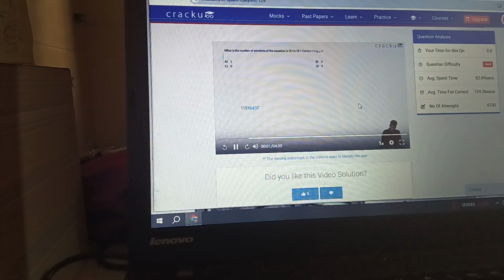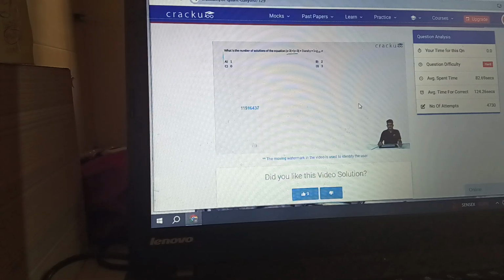Question: we are given two equations. The first equation is modulus of x minus 3 plus modulus of y minus 3 is equal to 3. And the second equation is y is equal to log of x to the base 10. And we are required to find out how many solutions this pair of equations has.